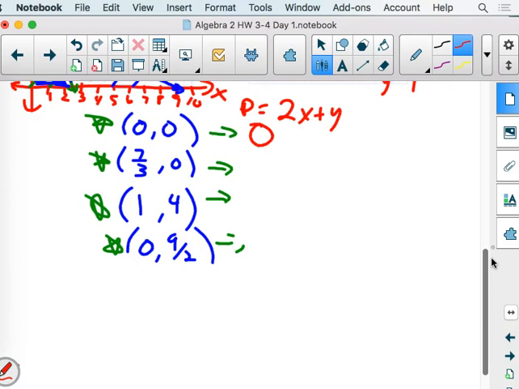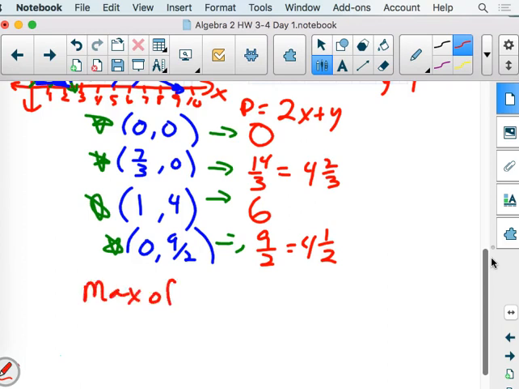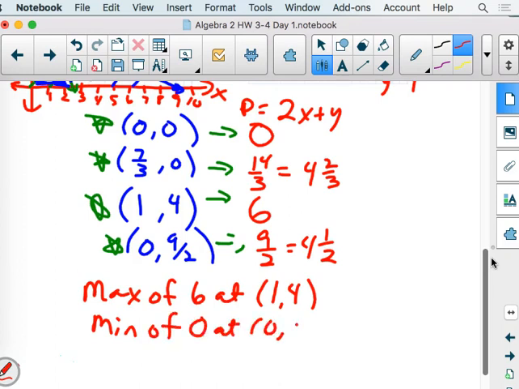7/3 times 2 will be 14/3, which we might want to see as a mixed number, so we can be sure we've got the biggest one. 3 goes into 14 4 times with a remainder of 2, so that's 4 2/3. A 1 and a 4 will give us 2 plus 4, which is 6. And a 0 and 9/2 will give us 9/2, which is 4 1/2. So we've got a 0, a 4 2/3, a 6, and a 4 1/2. Pretty obviously, our biggest number here is a 6. So max of 6 at 1, 4, and then min of 0 at 0, 0.